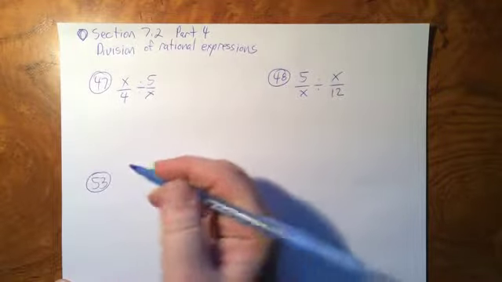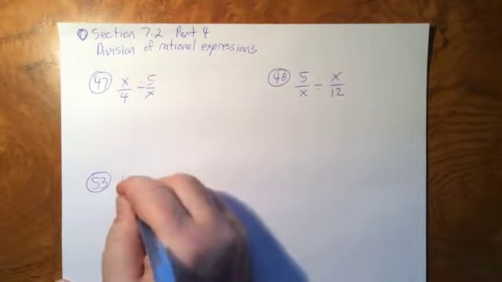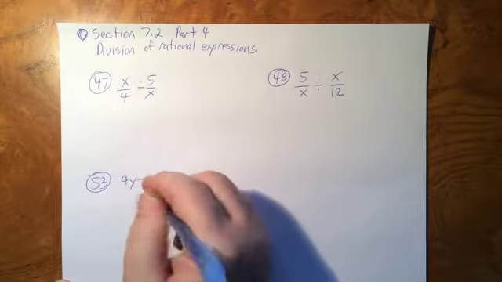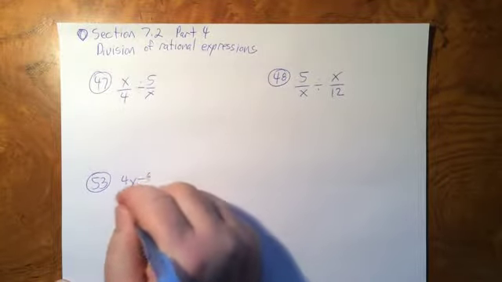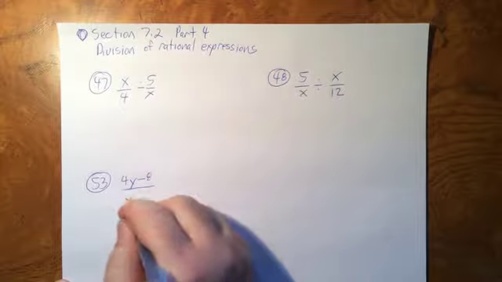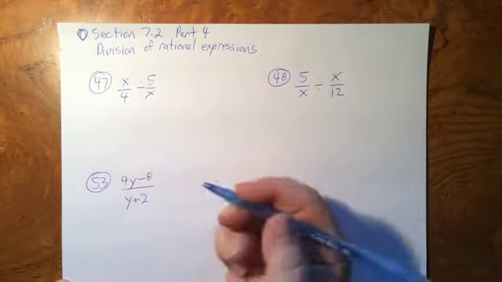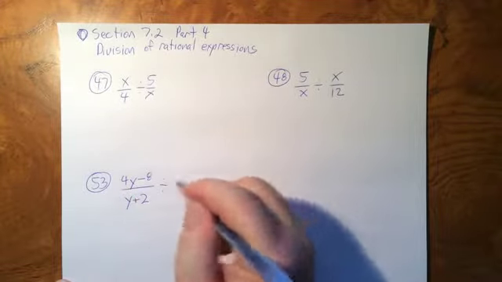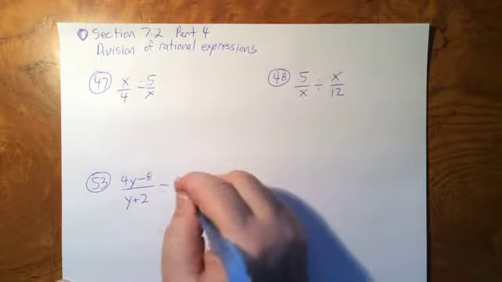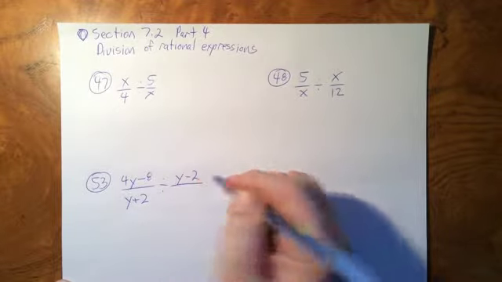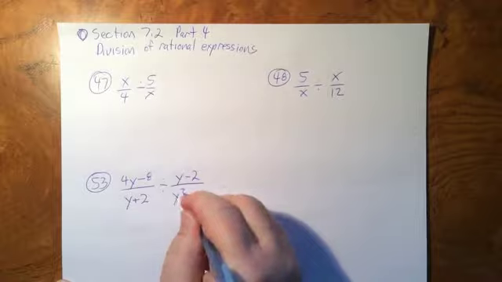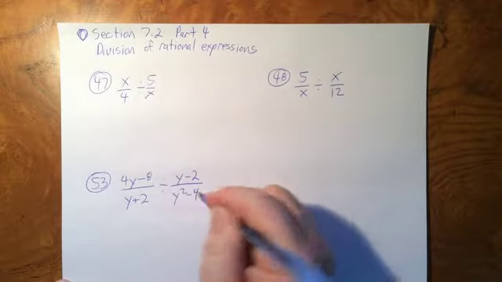53: 4y minus 8 over y plus 2, divided by y minus 2 over y squared minus 4.